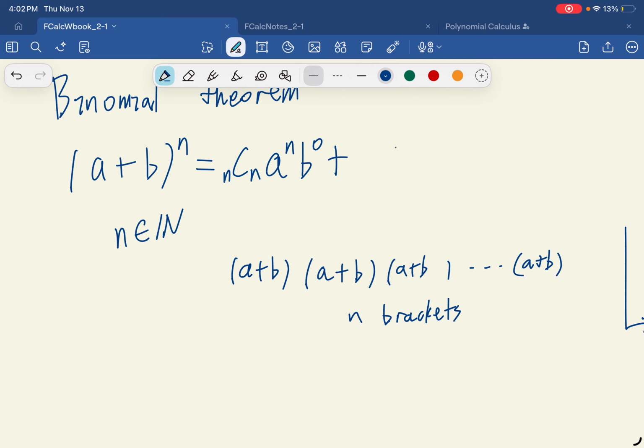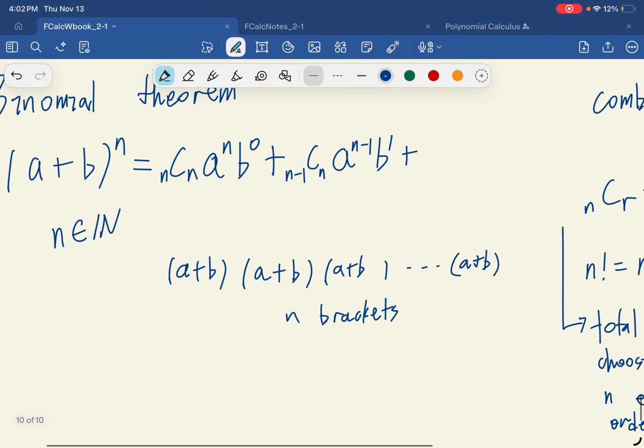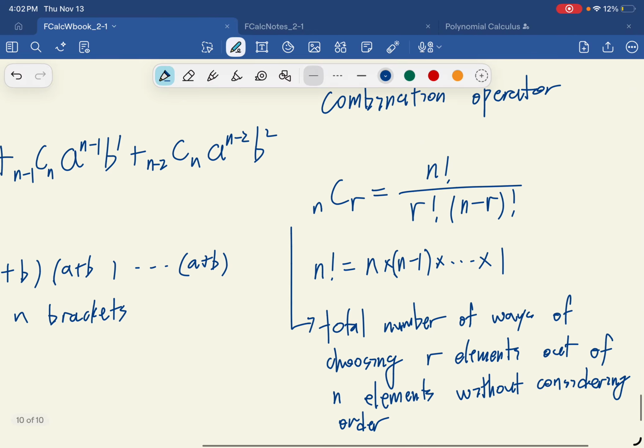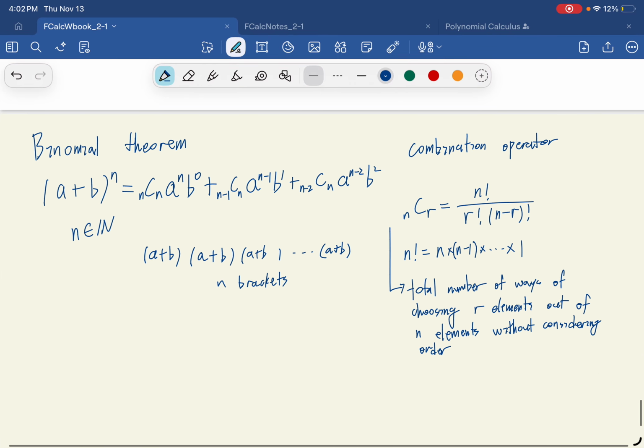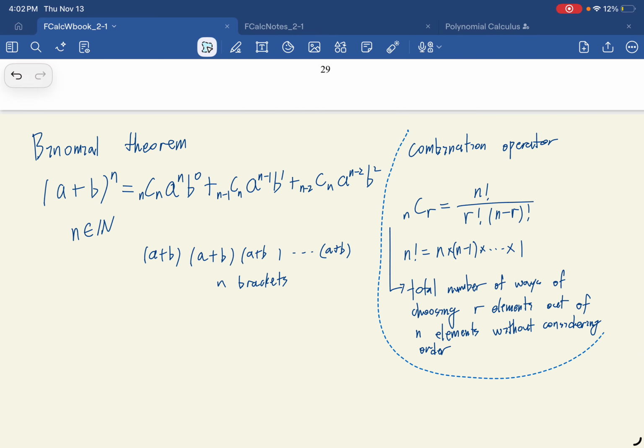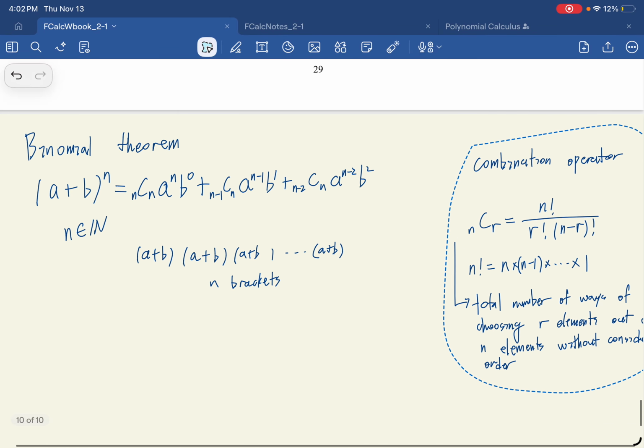The next term is going to be we choose n minus 1 number of A's, and then the other brackets have to be B's. So A to the n minus 1 times B to the 1. And the number of ways that we can do this, we can choose n minus 1 brackets out of n brackets. Plus, we can keep going on. A to the power of n minus 2 times B squared, n minus 2 C n. And we can keep going on and on. So let me sort of move this over here.